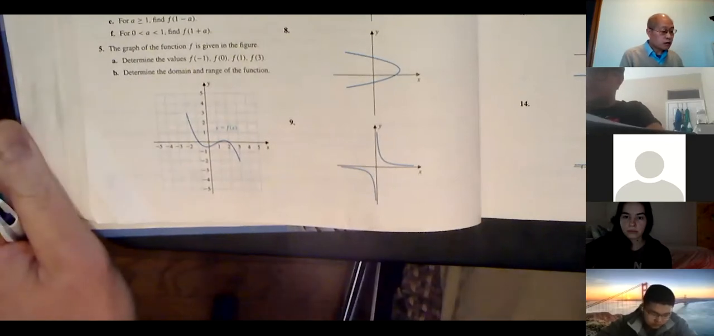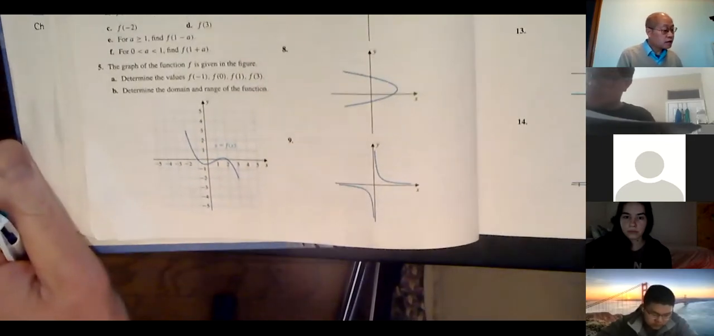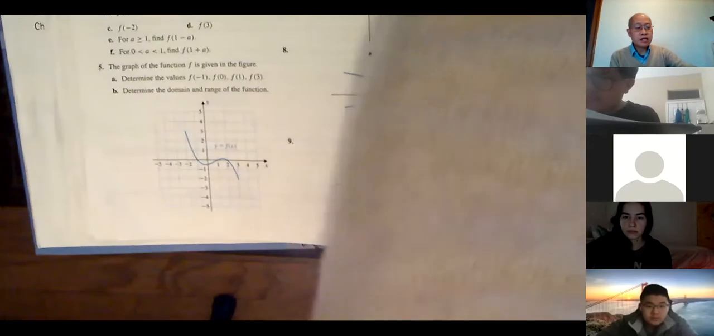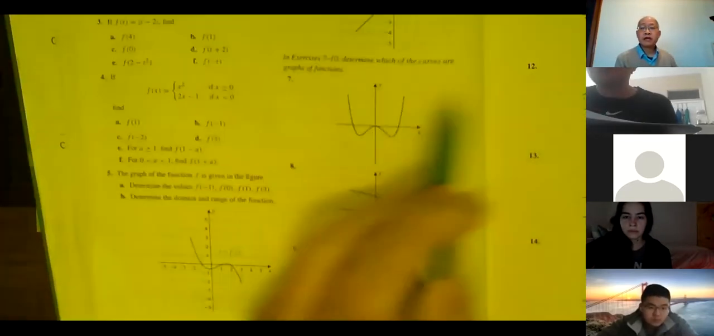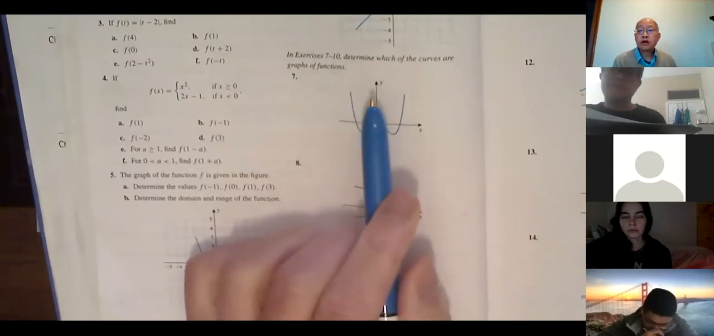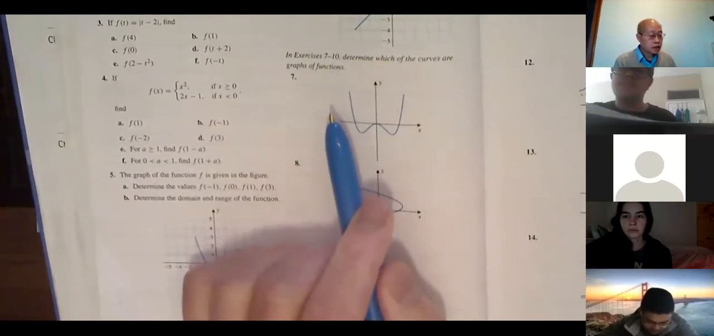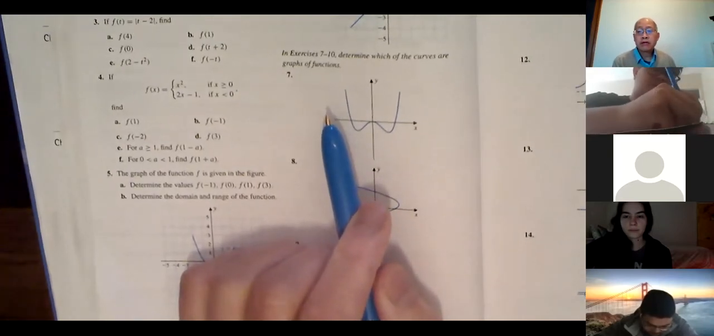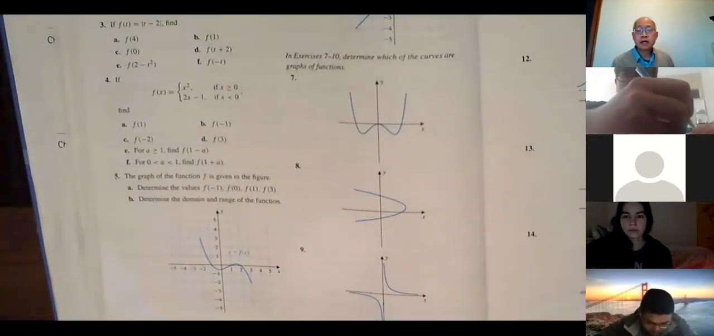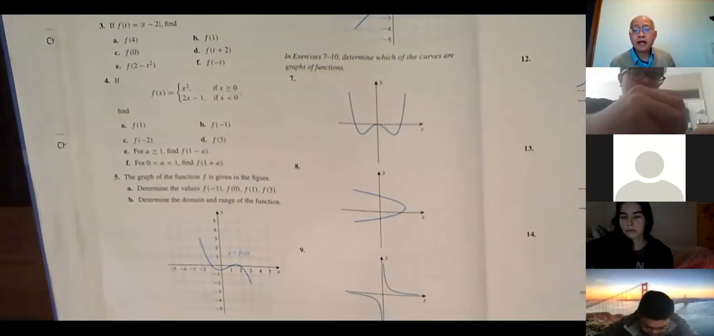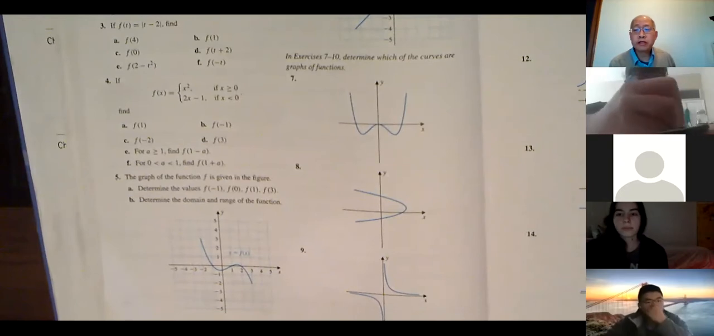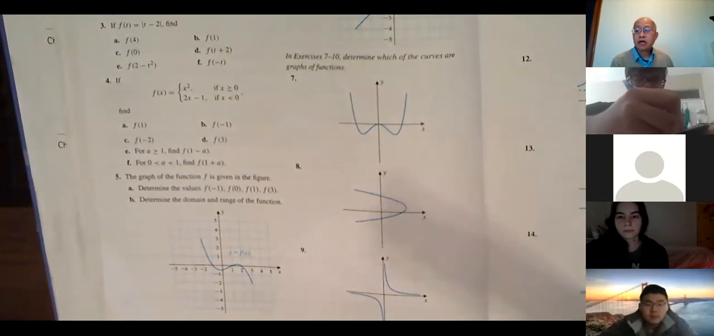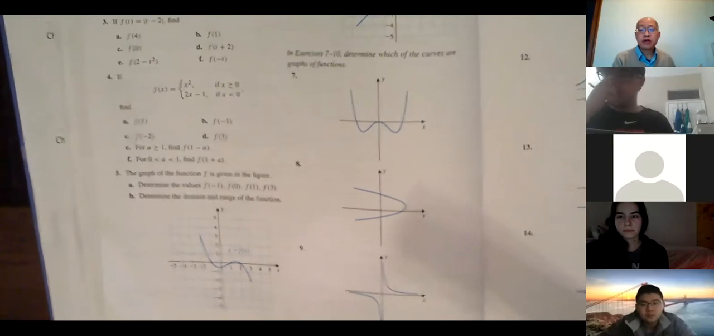All right, again, we're skipping 6. And let's see, 7, 8, 9, and 10. We can knock them all off, they're very easy. Determine which of the curves are graphs of functions. So is it a function or is it not a function? Okay, and you might recall a function passes the vertical line test, right? So if I draw a vertical line anywhere, if it touches 2 points, not a function. If it doesn't touch 2 points, it is a function.